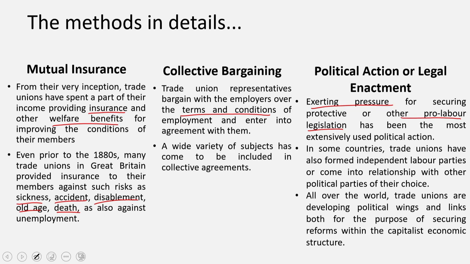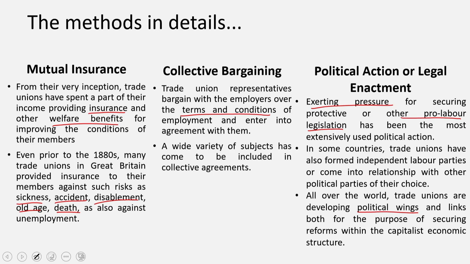But when it comes to political action or legal enactment, it is more systematic. It is more labor-friendly. Legislations can come up and create a mandate which will stop any sort of exploitation. This is the basic fundamental purpose behind political action or legal enactment, and it has been extensively used. In some countries, trade unions have also formed independent labor parties or come into relationship with other political parties of their choice. All over the world, trade unions are developing political wings, no doubt about it. Nothing new in India too. And links are formed for the purpose of securing reforms within the capitalist economic structure.